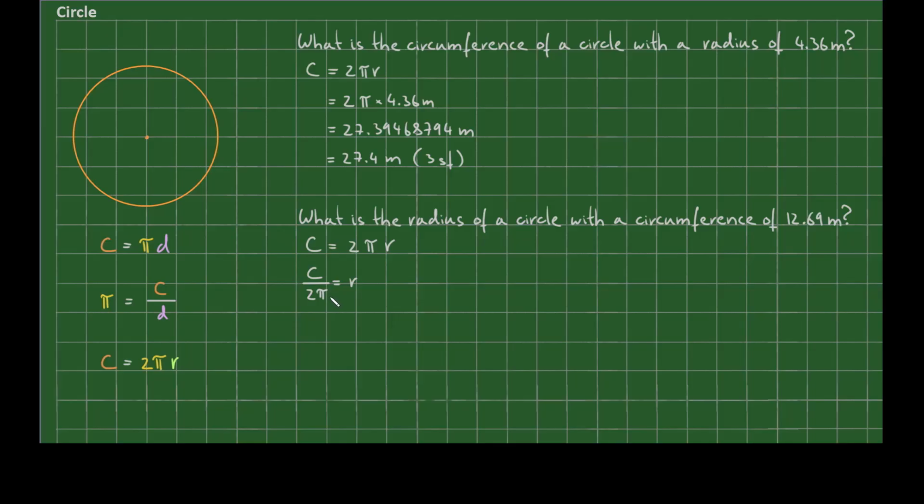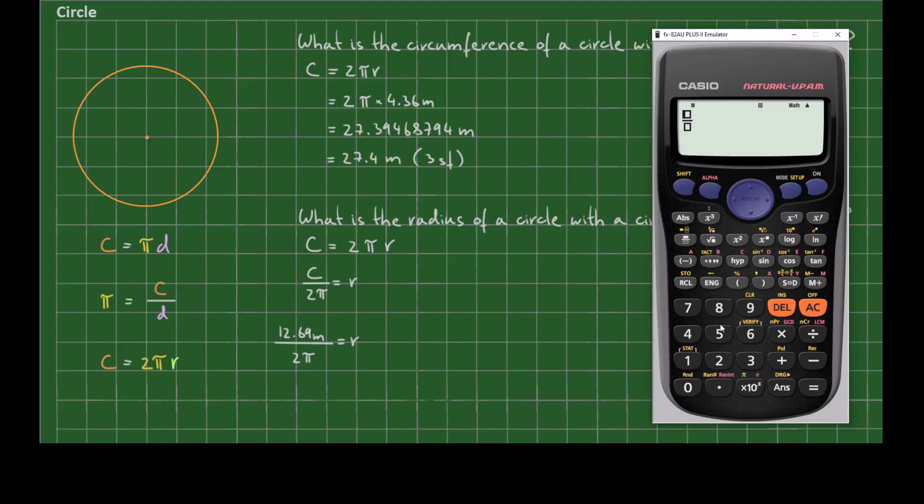And now I'm going to substitute. While I know that you can do this in your head, I'm going to use my trusty calculator. I'm going to use fractional notation. Above the line I have the circumference, 12.69. And below the line, I have 2 pi. Once again, to get to pi, Shift, and then this times 10 to the power of x button. And the result is 2.0196, and so on.